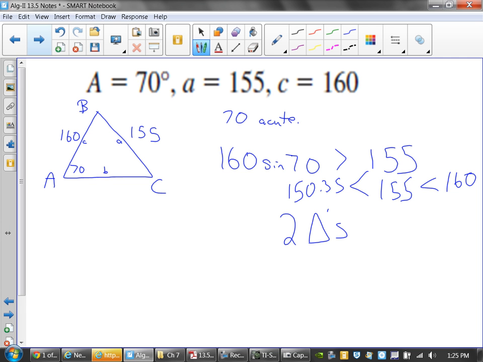Hunter, you were first. In the formula, the given angle is always capital A, and then the side opposite would be lowercase a, and then lowercase b.